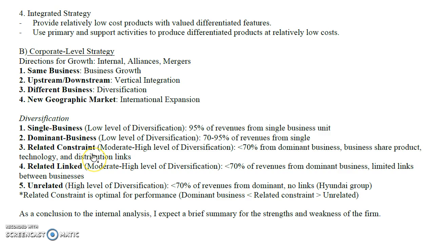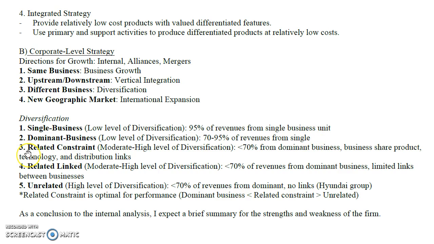Second, dominant business, low level of diversification. So that means 70 to 95% of revenues come from a single business unit. There's a dominant business, 70 to 95. And that's a low level of diversification. Remember, in single business it is really 99% of revenues from a single business unit. Just remember.